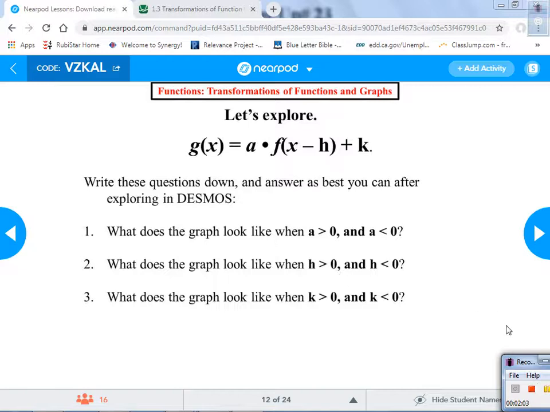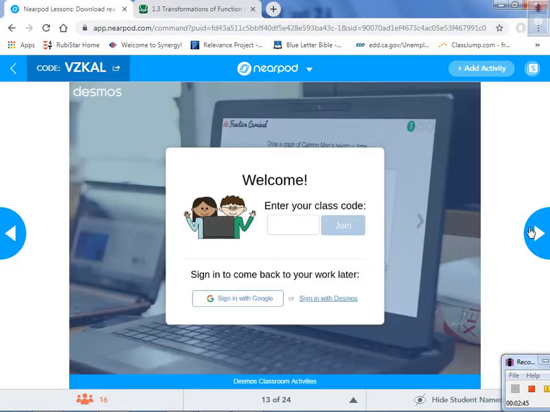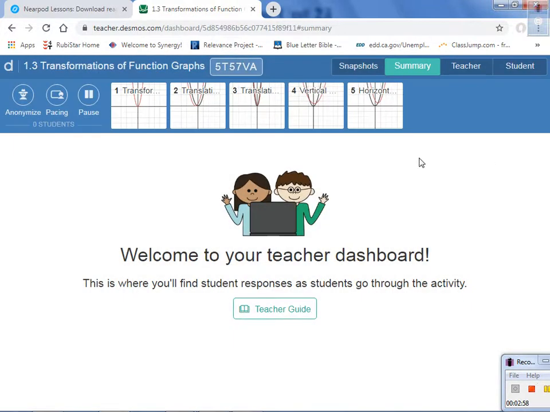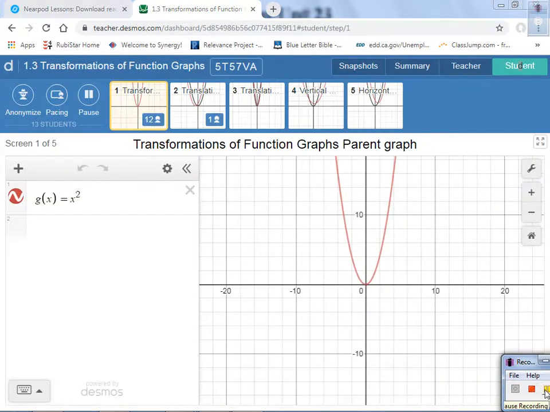Can somebody get to the phone, please? Thank you. All right, here's the link. Should look something like that. Go to the link. It's going to send you to Desmos, and here's the code. Type in that code, sign in, and then I'll wait for you to sign in. Once again, that's what the screen looks like when you log in.